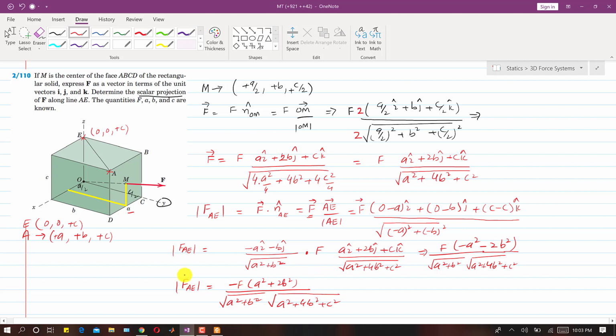So this is the magnitude, the scalar projection of F along AE. So this is the solution of this problem.